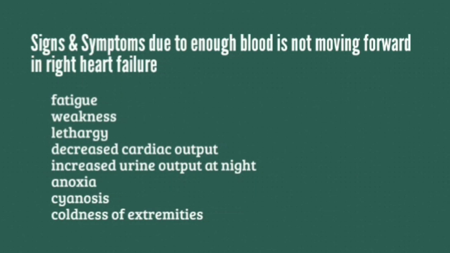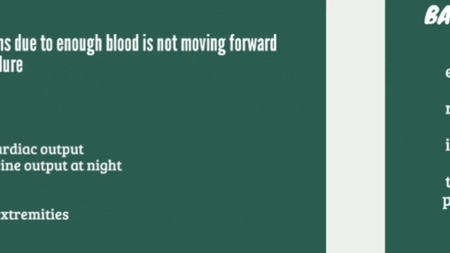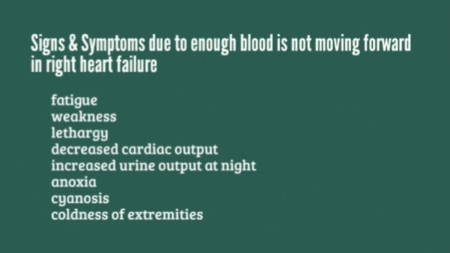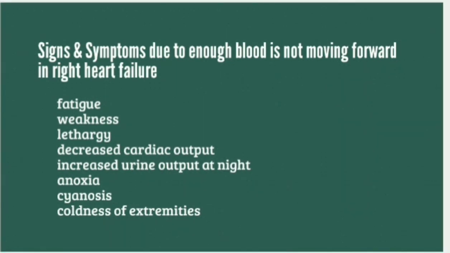In summary, the early stage of left heart failure manifests with features of pulmonary congestion and decreased left ventricular output, while right heart failure presents with systemic venous congestion and involvement of the liver and spleen. Chronic heart failure, however, combines the features of both left and right heart failure. That's about left and right-sided heart failure.